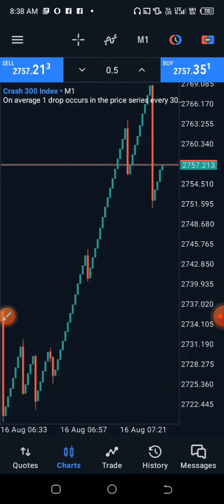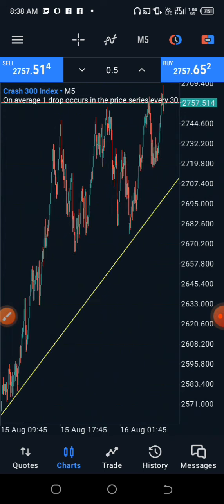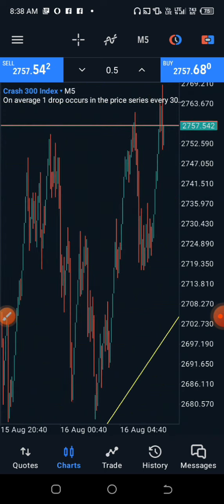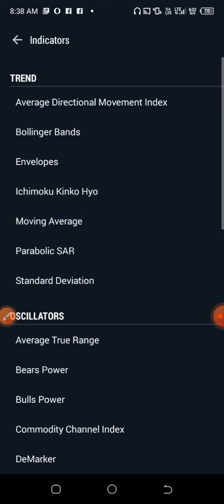Many people are complaining, GDFS, how do I make $1 in a day? How do I trade and make $1? Now let me show you this. What you'll be needing is a very simple thing. I'm just going to add one single indicator and show you how I'm going to use it.